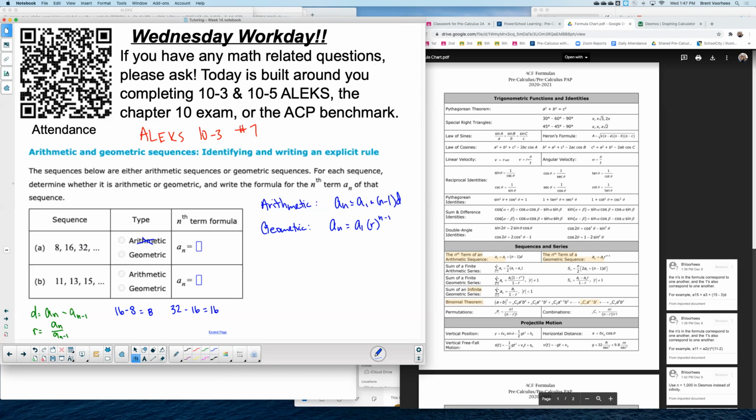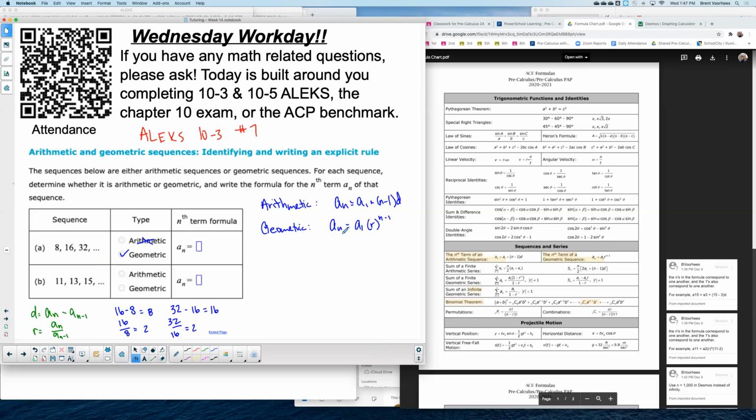Let's go ahead and check to make sure. If I take the second term and divide it by the first term, I get 2. Now this should match if I take the third term and divide it by the second term. Once again, I get 2. Since they are the same number, this is geometric.